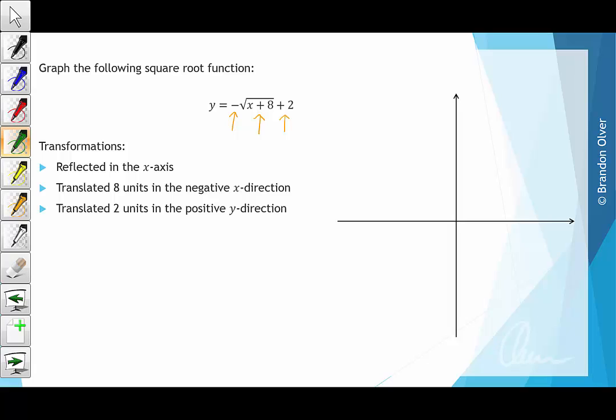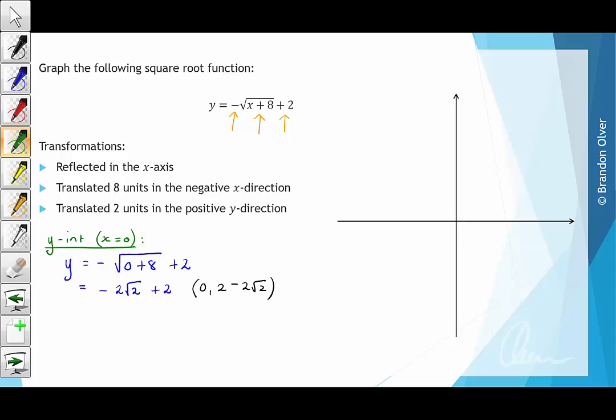So next up we can look at the y-intercept if it has one. The y-intercept occurs when x equals 0. So when we do this, we get y is equal to negative square root of 0 plus 8, plus 2. So negative square root of 8 is negative 2 root 2, if you simplify that, plus 2. So that gives the point x is 0, y is 2 minus 2 root 2.